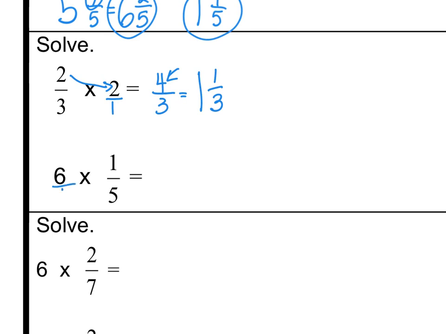All right? Now 6 times 1/5, 6 times 1 is 6. 1 times 5 is 5, but this is improper. So we're going to pull 5/5 out and make it a whole and have 1/5 left over, 1 and 1/5.